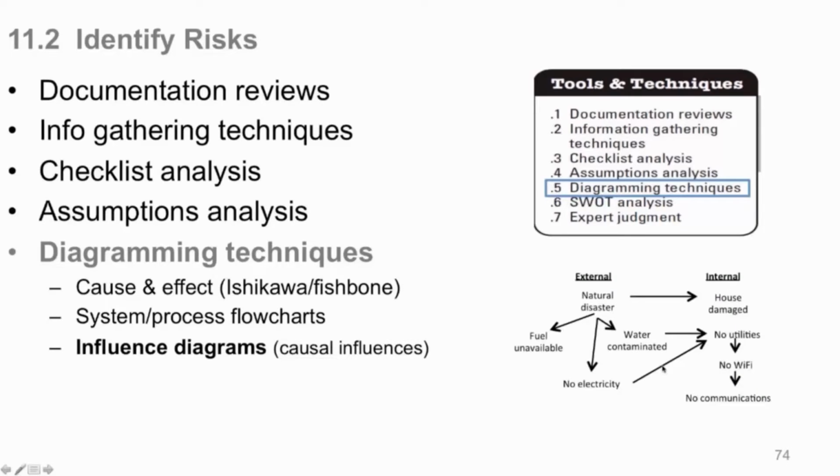Let's take a real world example. This is a causal effect influence diagram here. There are external forces, internal forces. A good example might be, let's say there's a natural disaster, an earthquake, if you were to live in that area. What's the cause?